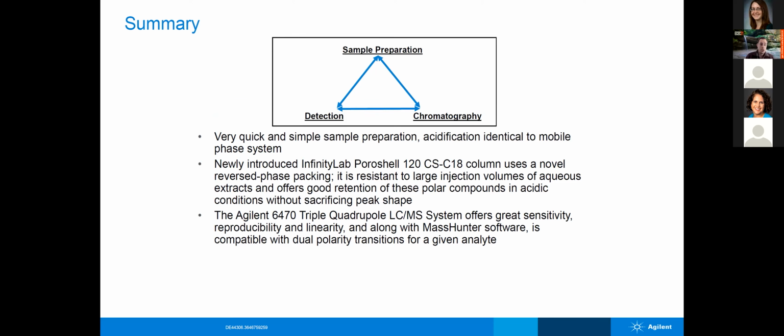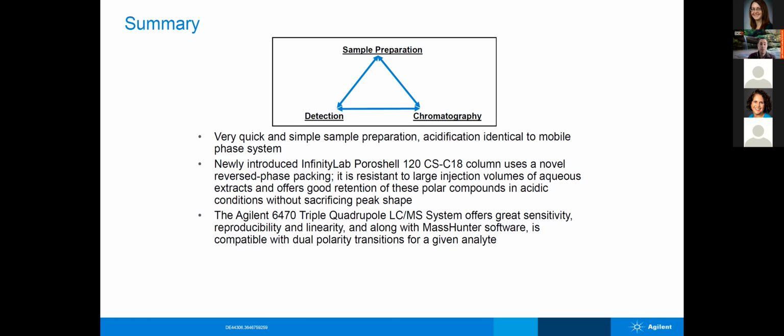So, larger summary, it's very quick and simple. Sample prep, acidification is identical to the mobile phase system, so we don't have to worry about injecting a different solvent phase into our mobile phases. We have the column we developed for this. It uses a novel reverse phase packing. It's resistant to large injection volumes of aqueous headspaces. As I mentioned, it offers good retention of these polar compounds in acidic conditions and doesn't sacrifice the peak shape.